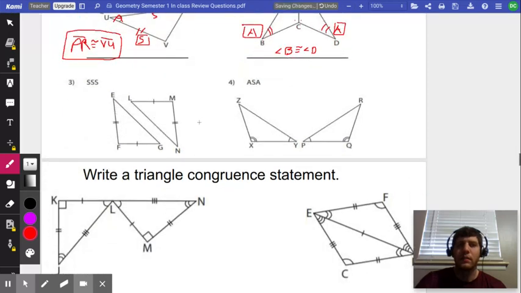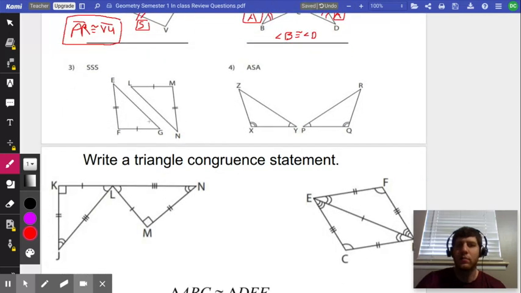Okay, C here. We have 2 pairs of sides, which means we need a third pair of sides. So we need EG to be congruent to NL. So segment EG would need to be congruent to segment NL.